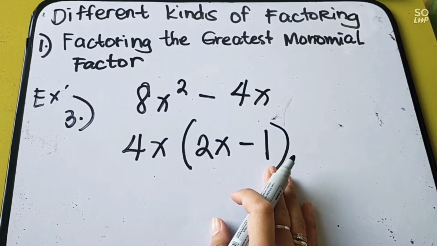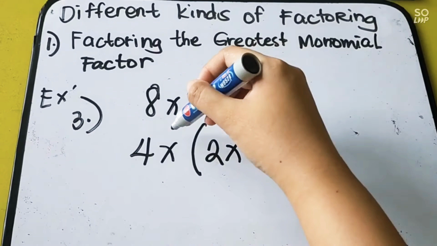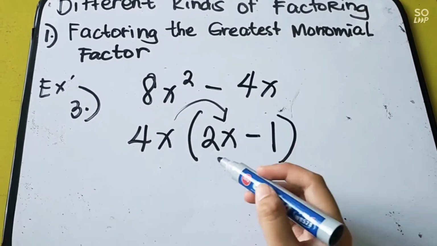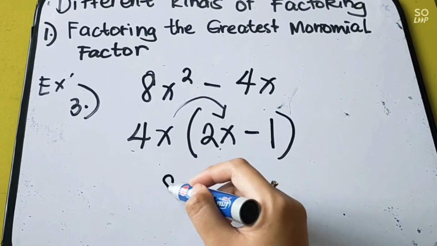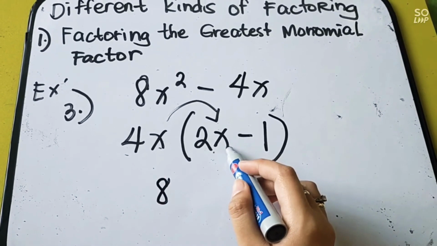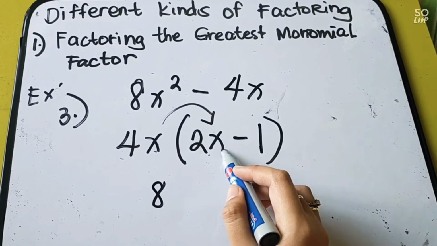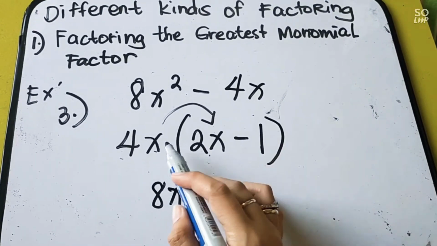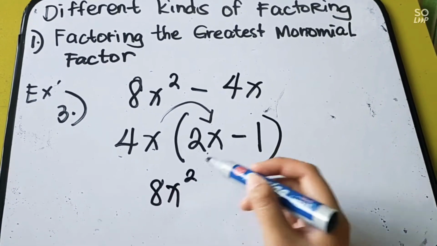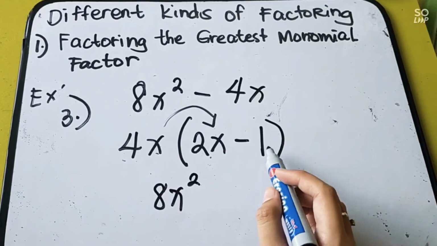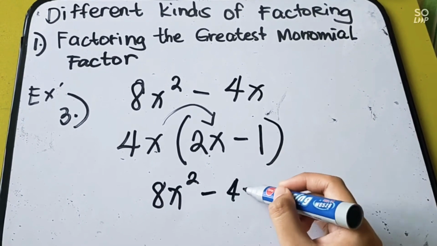Okay? You are going to use distributive property. So, 4x times 2x. 4 times 2, we have 8. X times x, when multiplying a variable with an exponent, copy the variable, then add the exponent. 1 plus 1, we have here 2. Then 4x times negative 1, the answer is negative 4x.